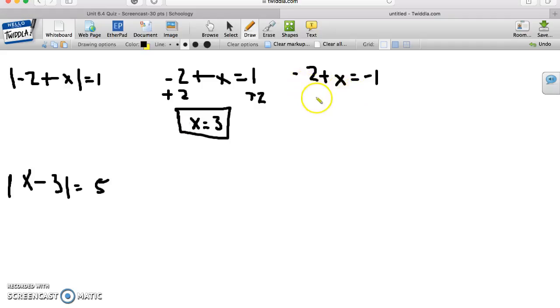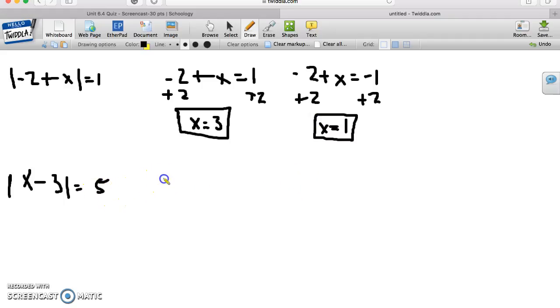other one too. So now we add 2. You have to do the same to the other side. And that leaves us with x equals 1. And those are our answers for number 1. X equals 3 and x equals 1.